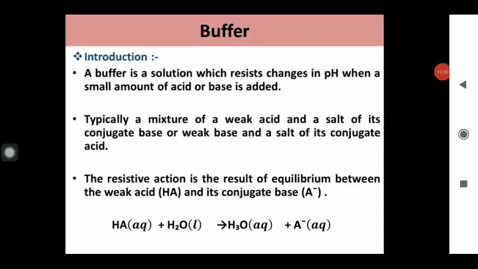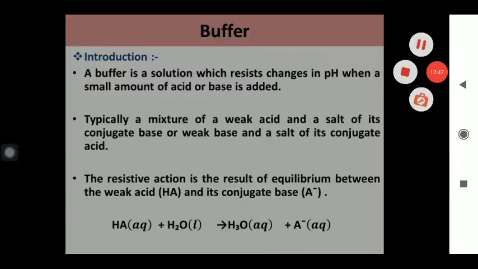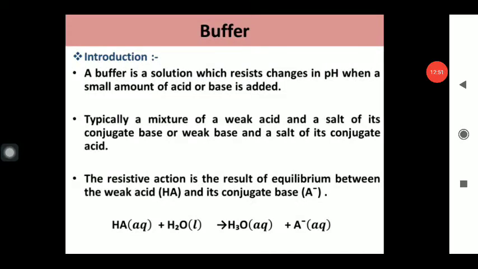Now the next topic is buffer solution. What do you mean by the term buffer solution? A buffer is a solution which resists changes whenever some compound is added to it. The solution which has a tendency to maintain its pH even on adding some external compound in the form of an acid or base is known as a buffer solution.